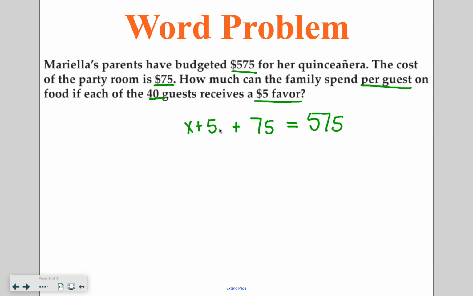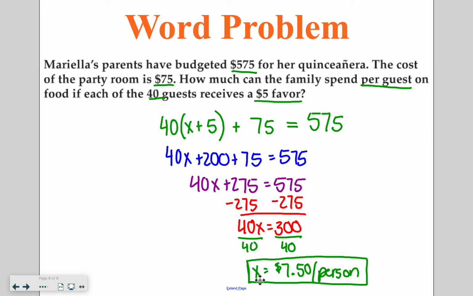So the x plus 5 happens for each person, so that's when we put it in parentheses and say that there are 40 people. So this is the cost for each of the 40 people plus the party room, and that has to equal our total. Go ahead and solve the rest of this one on your own.